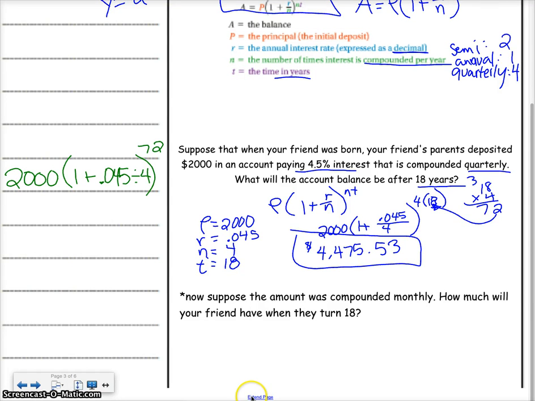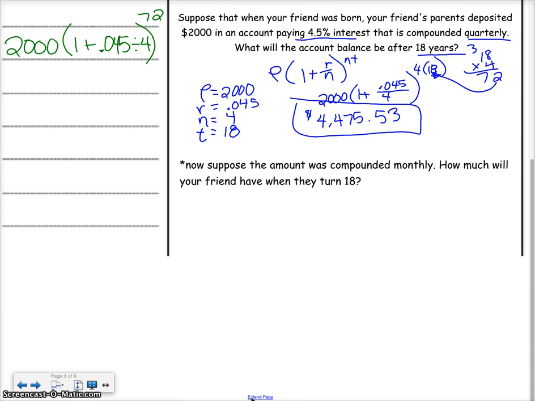Now let's suppose that this investment was compounded monthly. Maybe they found a really awesome deal that was able to compound it monthly instead of quarterly. Let's see how much more they would have made. I still need my P, R, and T. P is my principal. They still deposited $2,000 according to the word problem. R is the interest rate as a decimal, 0.045. N is compounds per year. Now it's monthly, so how many was that? 12. 12 compounds each year. And T is time, 18 years. Now I plug it all into that very crazy formula.